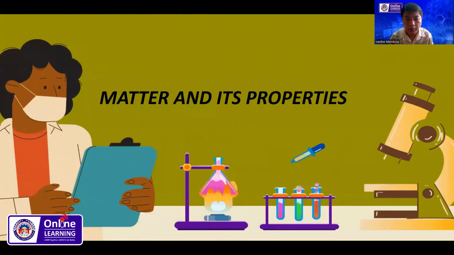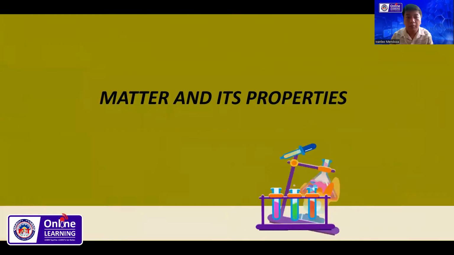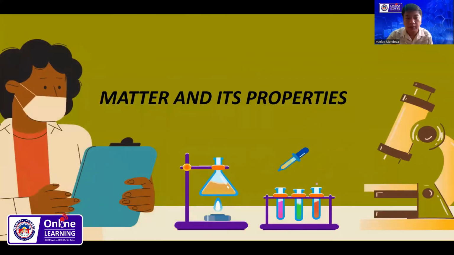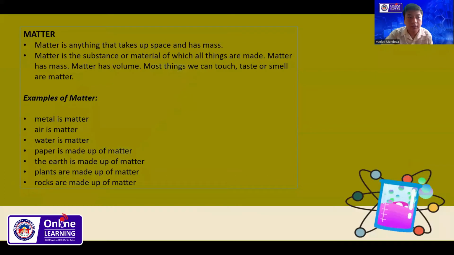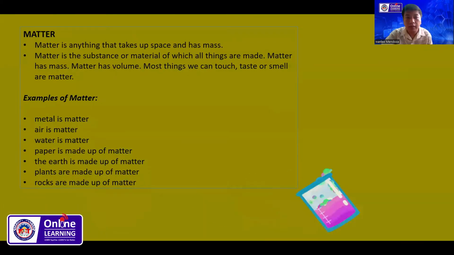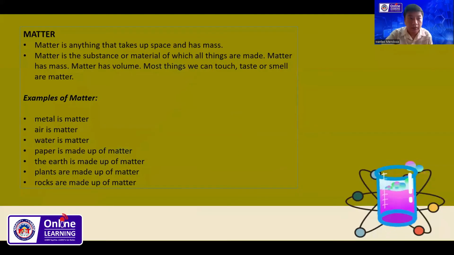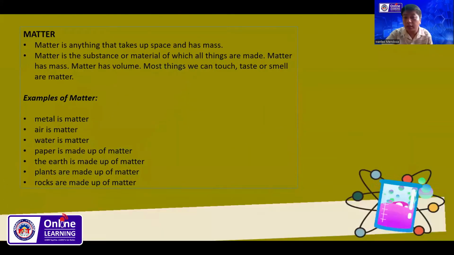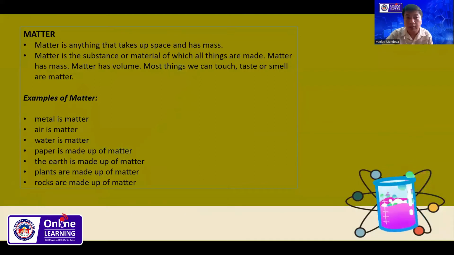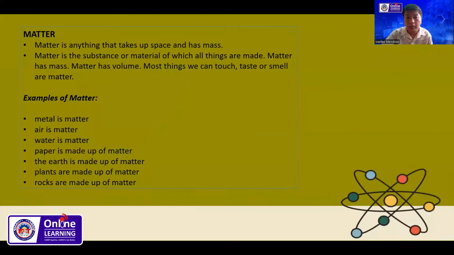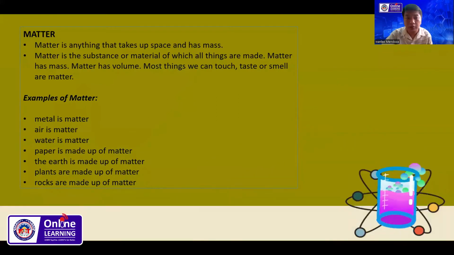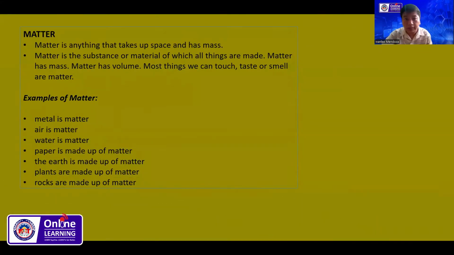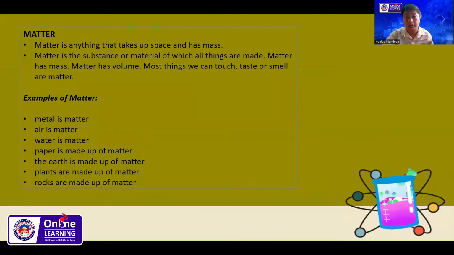For today, let us proceed now to the next chapter that is about matter and its properties. Okay, so for that, let us define what is matter. So matter is anything that takes up space and has mass. Another, matter is the substance or material of which all things are made. Matter has mass, matter has volume, and most things we can touch, taste, or smell are matter. Or just simply, if there is an existence, there is a matter except energy.